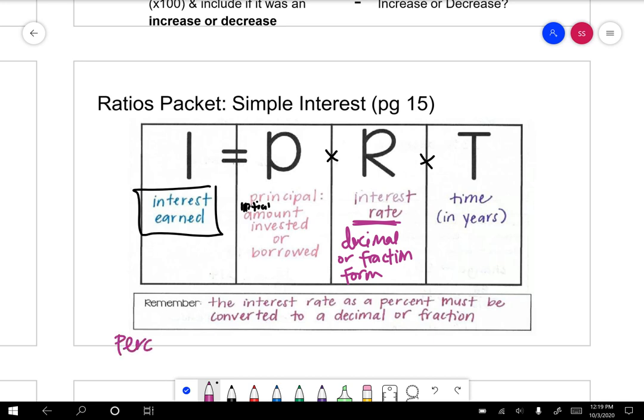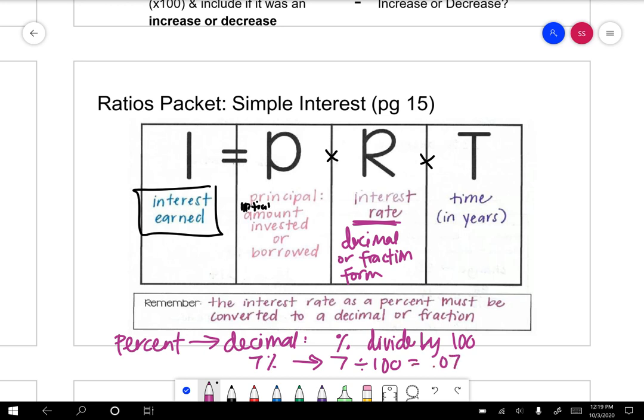So percent to decimal. You're going to take your percent and you divide it by 100. For example, let's do 7%. If we have 7%, you would take 7 and divide it by 100, and we would get 0.07. Okay, so quick example on percent to decimal. That will be very useful for this lesson.